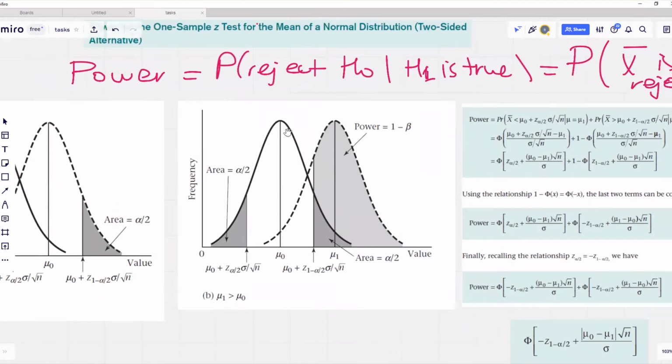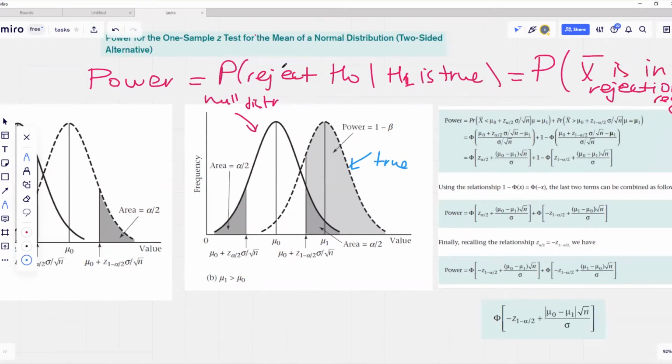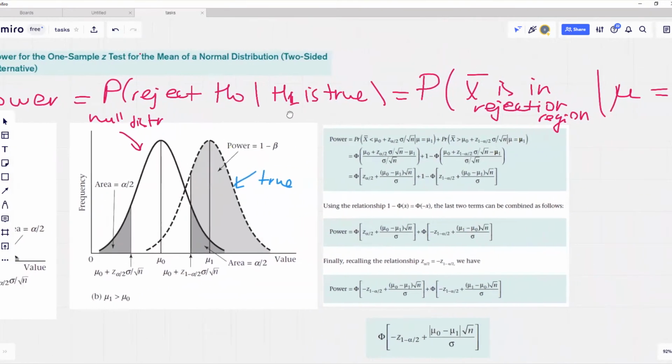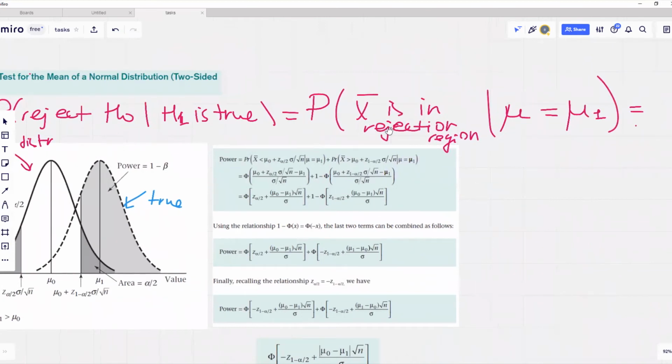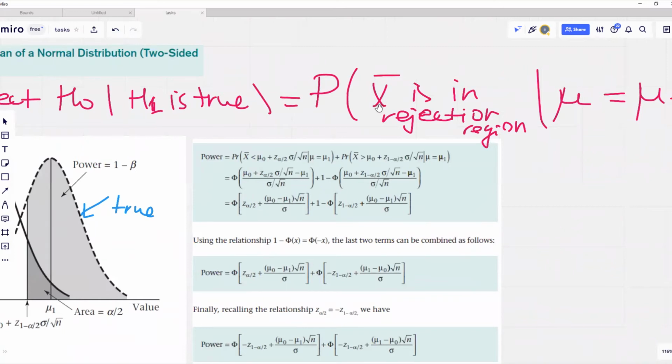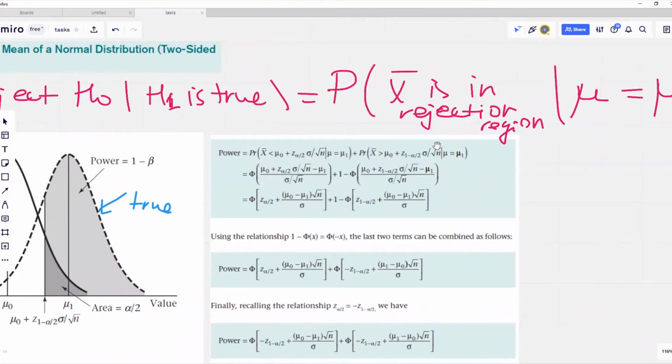All right, so let's take a look at this case. In a solid black line, we have our null distribution. In dashed lines, with mean at mu one, is the true distribution. When calculating power, we are looking for the probability of rejecting H naught when H alternative is true, meaning that the true population distribution has mean equal to mu one. X bar in case of a two-tailed test is in the rejection region when X bar is either too small or too large, too far from mu naught.